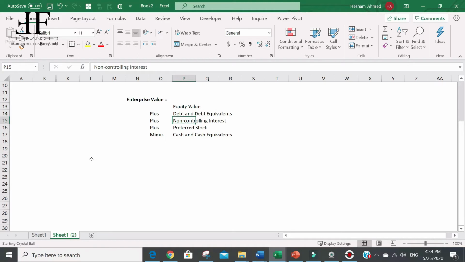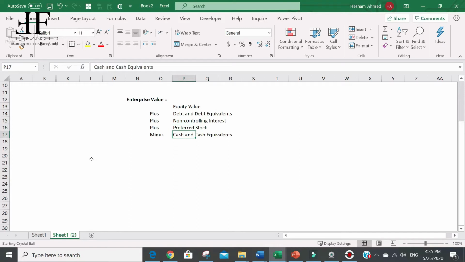Then if you have any non-controlling interest or minority interest, you need to consider it as well, because this non-controlling interest is already considered in the consolidated balance sheet. And if you have preferred shares in addition to the common shares, you need to consider also the value of the preferred shares outstanding, as part of the enterprise value.